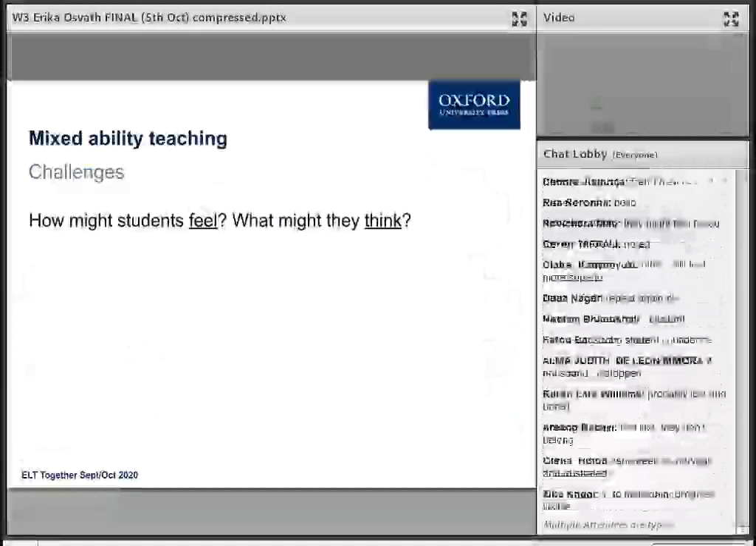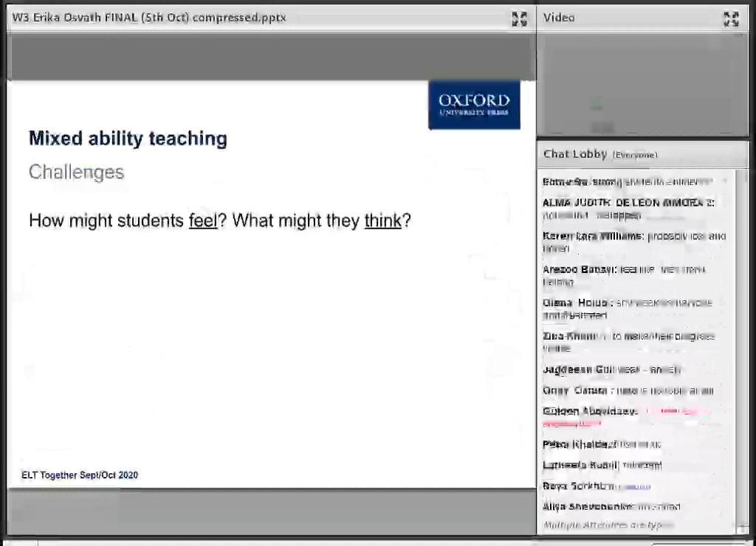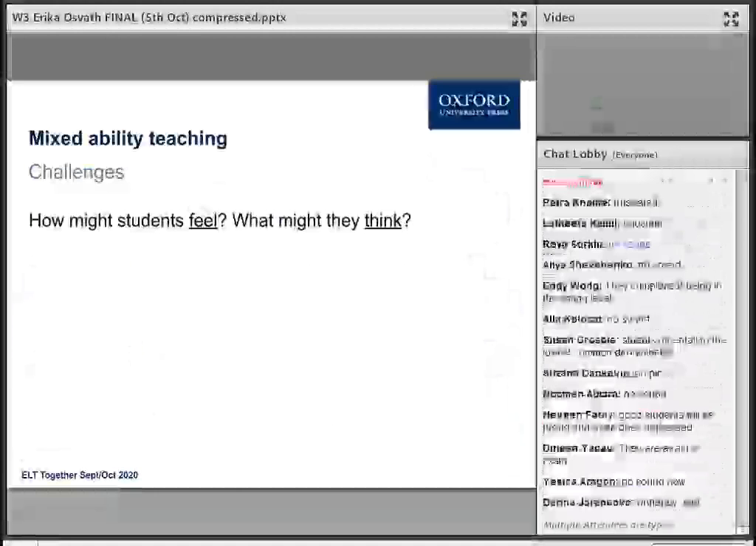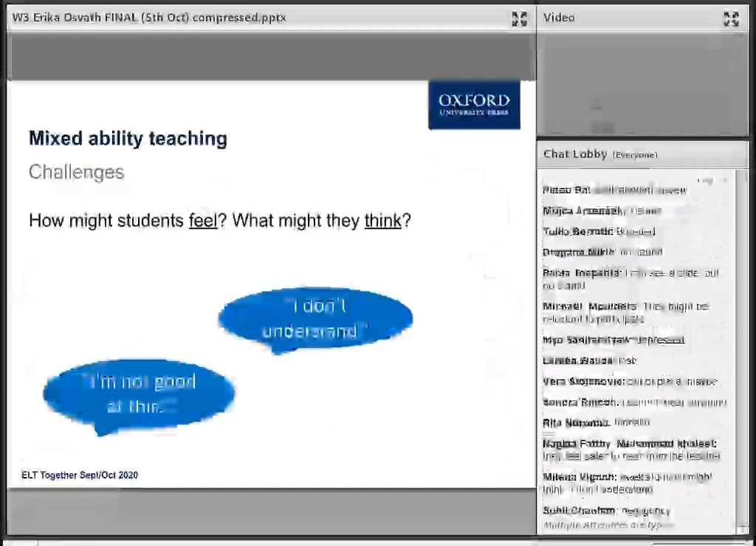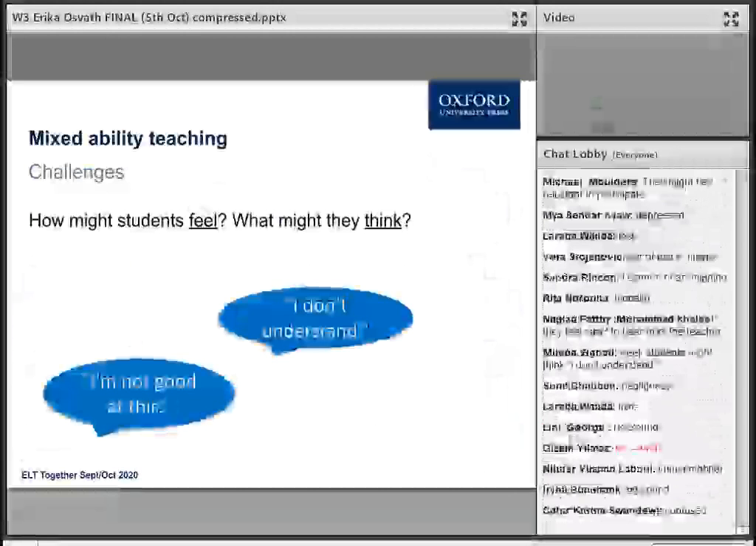Okay, so some weaker students would say, I don't understand. Other weaker students would say, I'm not good at this. Some strong students might also say, well, this is boring. I know this all. There's nothing new. So it's very different how students react to the same piece of material.